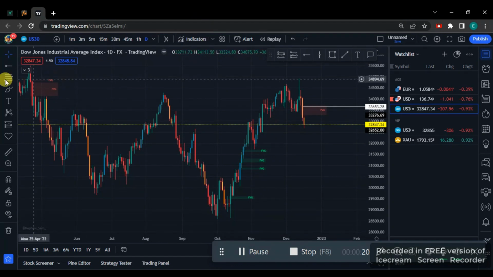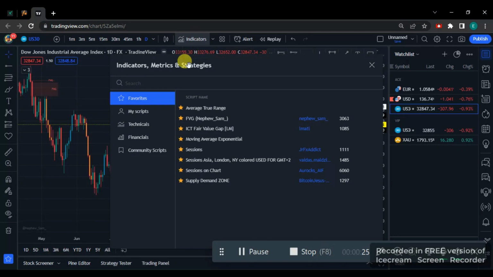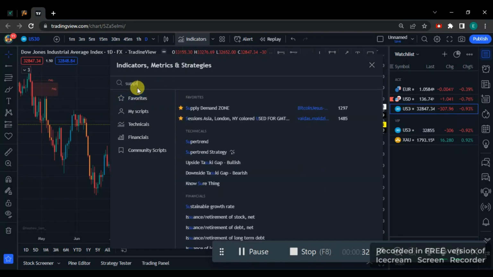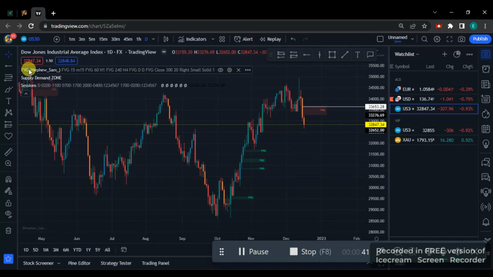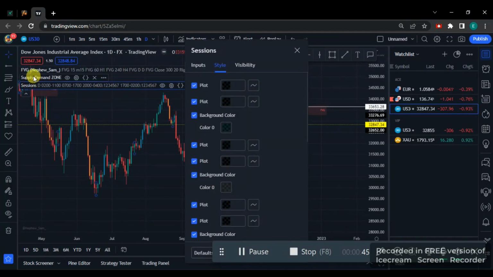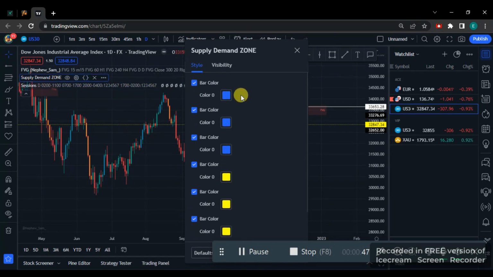So first and first is you want to come to the indicator section here and search for an indicator called supply demand zone. So this is the indicator called supply demand zone. You add that to your chart. Once you click on it, it will show up in your chart, and usually you can set it up by coming to the settings tool.